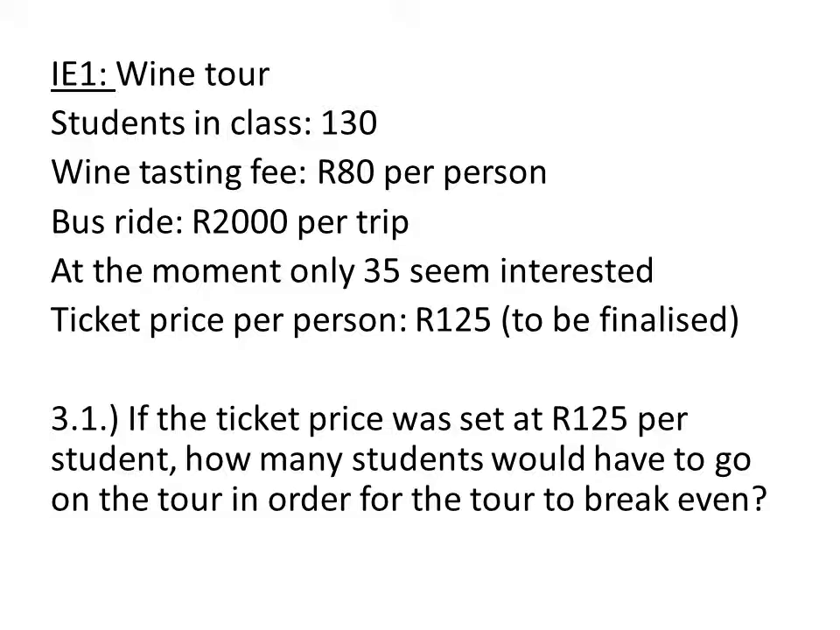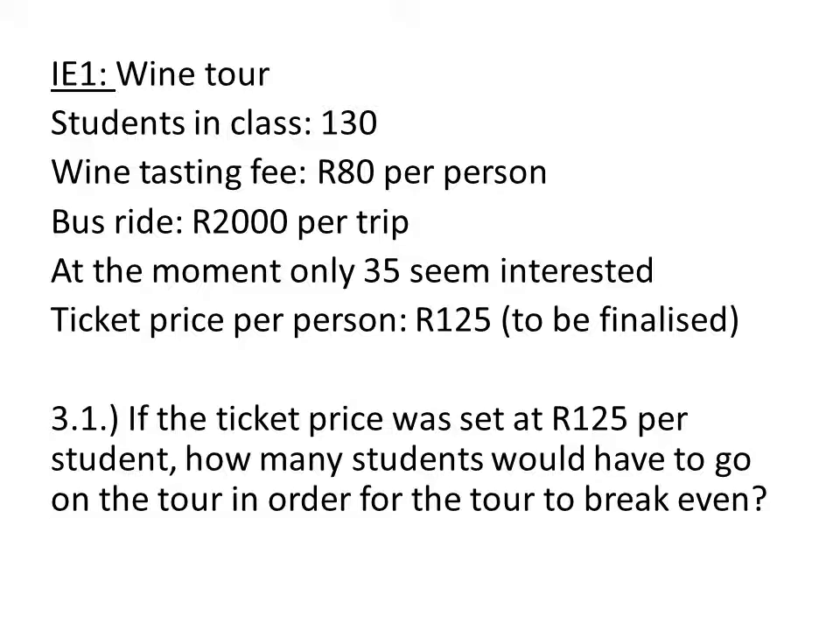Okay, next. If the ticket price was set at 125 Rand per student, how many students would have to go on the tour for the tour to break even? So you can use your calculation, or you can just think logically. How many students will cause the tour to break even? Or how many students do we need to cover the bus ride, the fixed cost of 2,000 Rand per trip? Well, how much does each student contribute? It's the contribution per unit, 125 Rand less the 80 Rand per person.